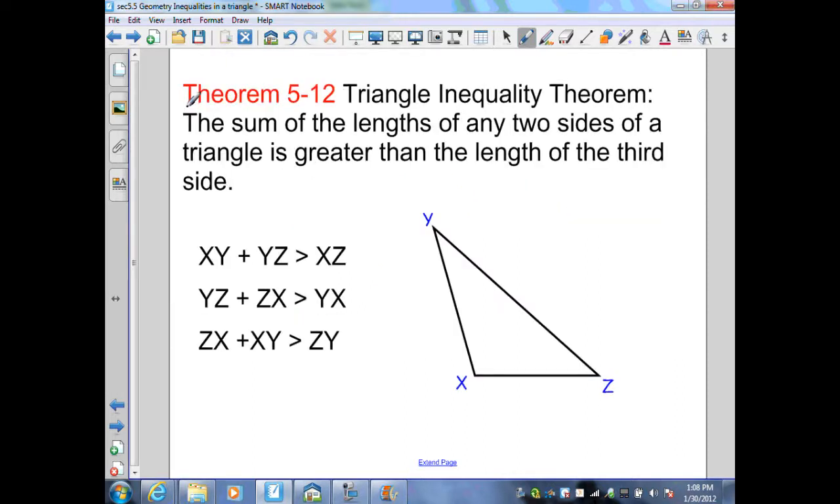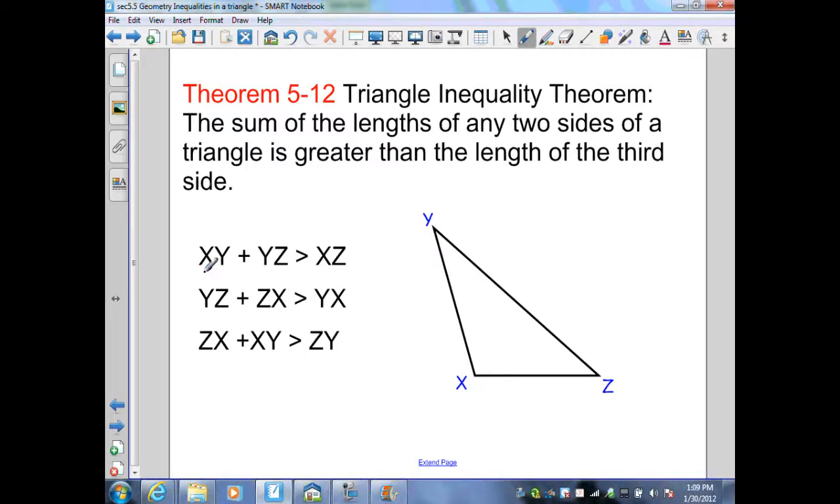Theorem 5.12, the triangle inequality theorem. To form a triangle, we must have this situation occur. The sum of the lengths of any two sides of a triangle must be greater than the length of the third side. If this is not the case, then the three segments cannot form a triangle. In other words, if I just had one segment and these two segments were smaller than this side, if I started drawing them in together and collapsing them toward the vertex, they would not touch. There would be a gap in between here, and you'd end up with parallel segments.